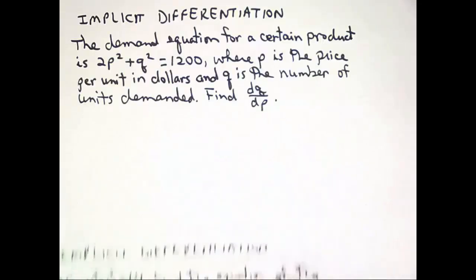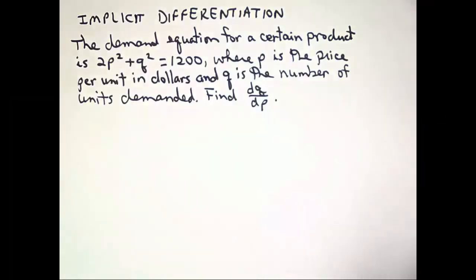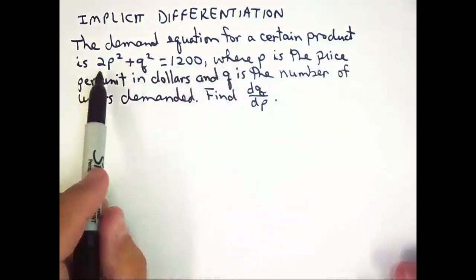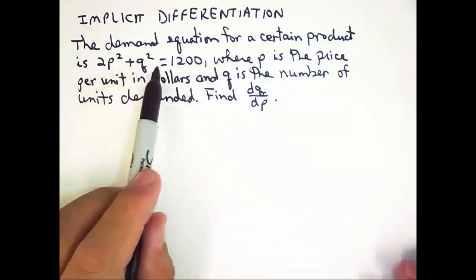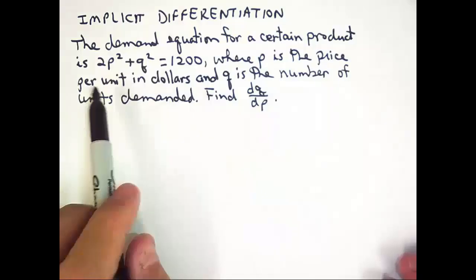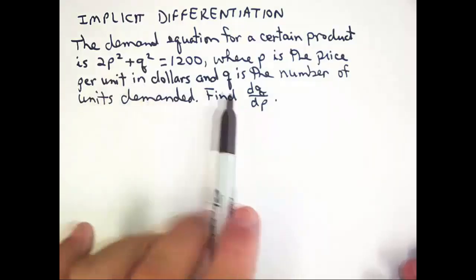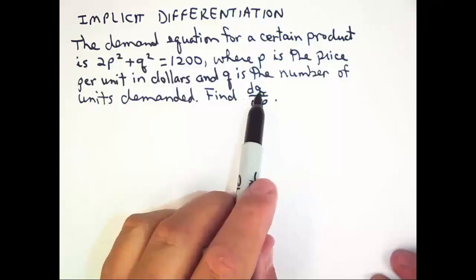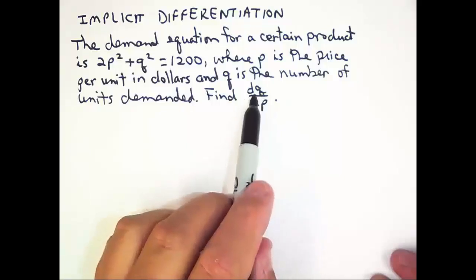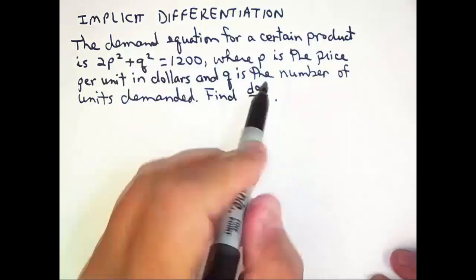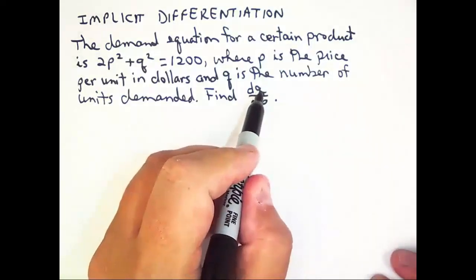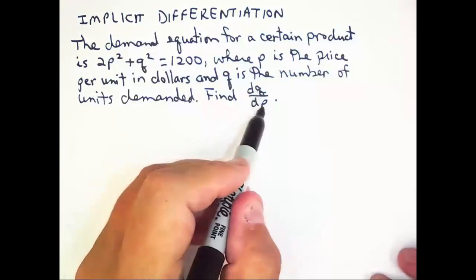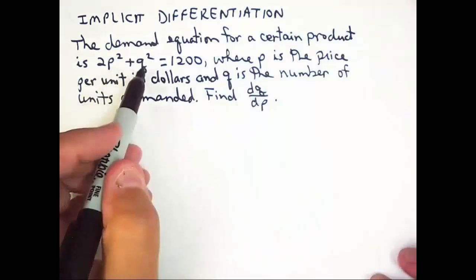Let's look at one more application problem. It says the demand equation for a certain product is 2p squared plus q squared equals 1200, where p is the price per unit in dollars and q is the number of units demanded. They want us to find dq over dp, in other words, the derivative of the quantity with respect to the price. So the q is like the y and the p is like the x, if you're thinking of dy over dx. So the p is the variable and q is a function of p.